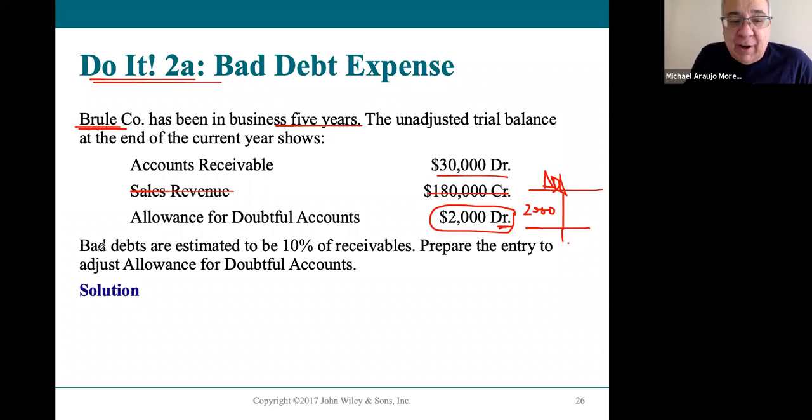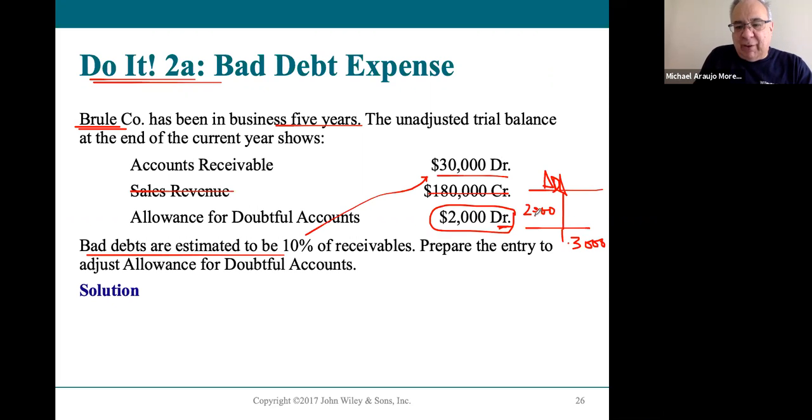Okay. So what we have here is we're going to estimate a simple 10% of the receivables, 30,000. So 10% of that is 3,000. So in other words, we want the balance in the allowance for doubtful accounts to be a $3,000 credit balance. The allowance is a contra asset. Balances are on the credit side.